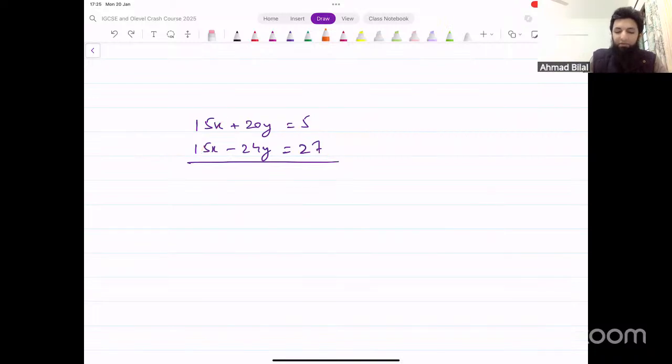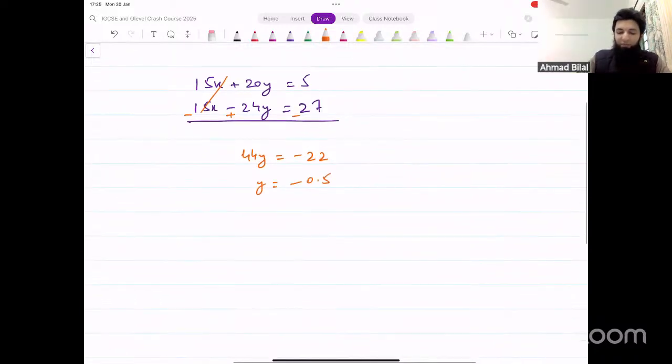Now, this will get cancelled. An easy way to do this is when you want to subtract, you change the signs of the second equation. So this becomes minus, this becomes plus, this becomes minus. You cancel these two out. 20 plus 24, that is 44y on the left side, equal to 5 minus 27, that's minus 22. And then y equals minus 22 over 44, which is minus 0.5.